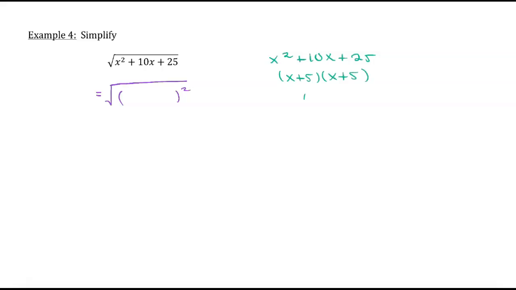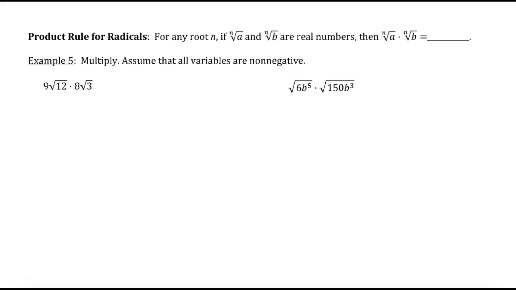And that can be rewritten as x plus 5 squared. So we have the square root of x plus 5 squared, which is simply x plus 5. Let's take a look at the product rule for radicals.